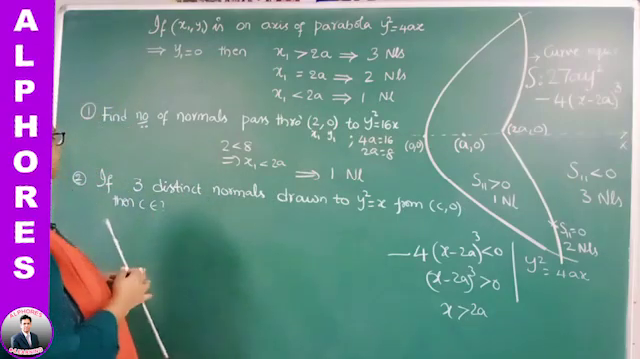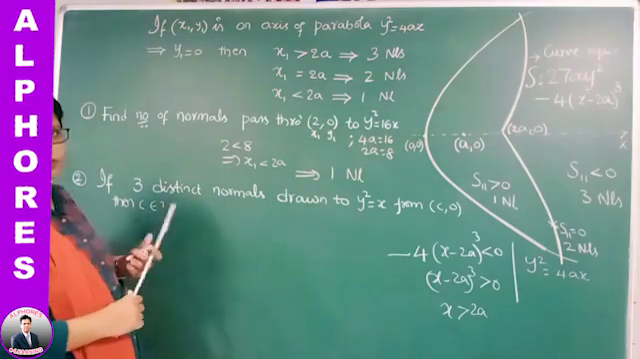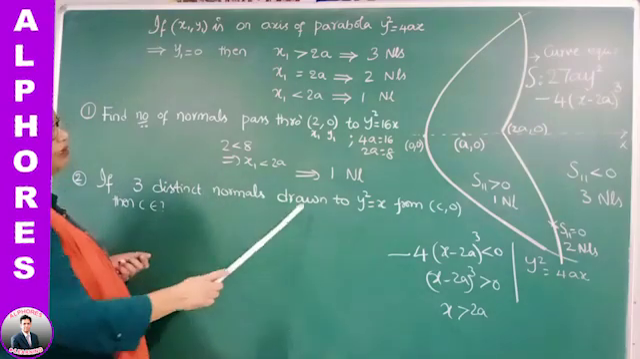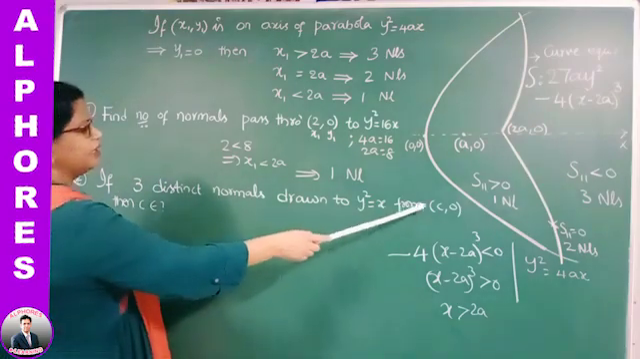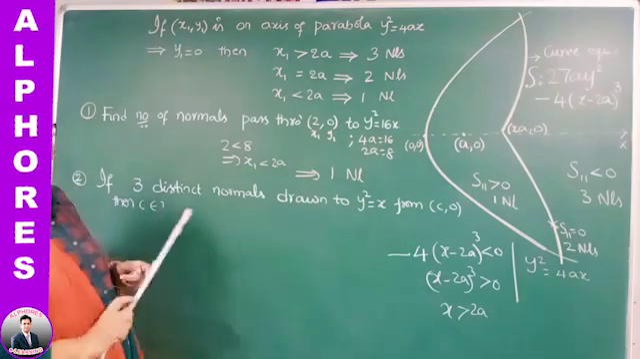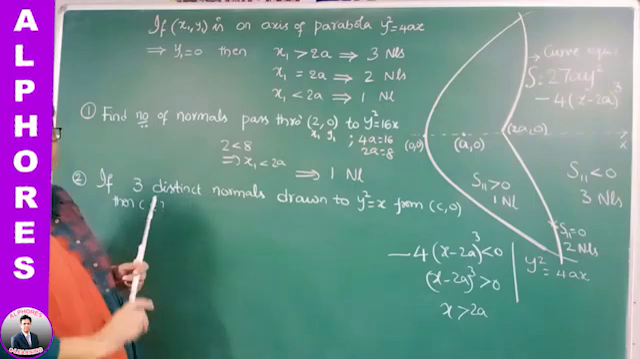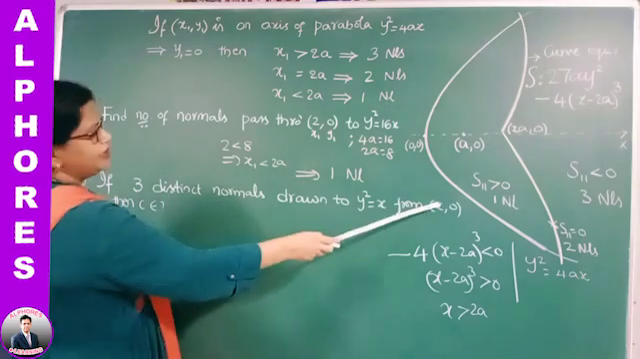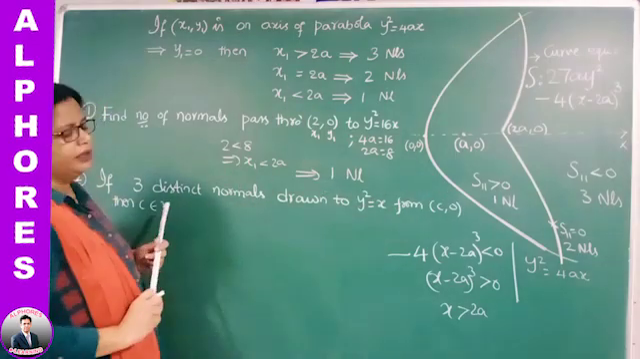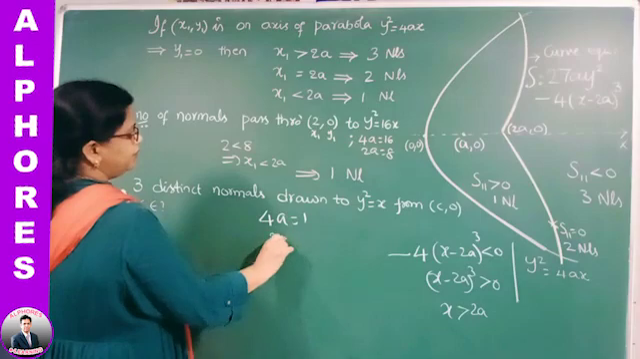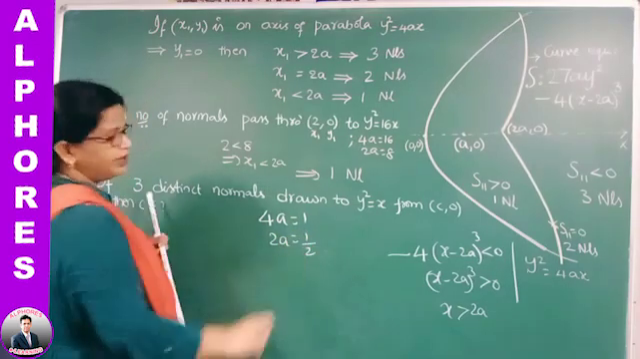And next one: if three distinct normals are drawn to the parabola y square is x from the point (c, 0), then what is the range of c? Already they mentioned three distinct normals. Then what is our condition? Here again the point is on the axis of parabola, and here the 4a value equals 1, so that 2a equals exactly 1 by 2.